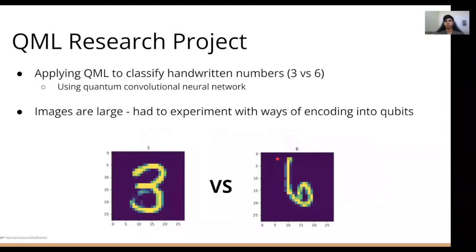So my quantum machine learning research project was applying quantum machine learning to classify handwritten digits. In this case, we chose just to classify handwritten 3s versus handwritten 6s because quantum machine learning is still relatively new, and we just wanted to apply it to image classification, not necessarily the hardest image classification problem. And we used a special type of neural network called a quantum convolutional neural network.